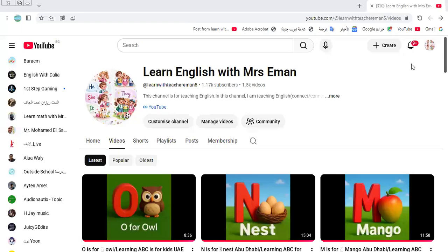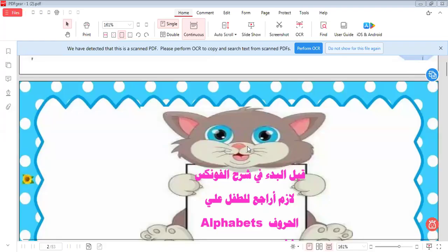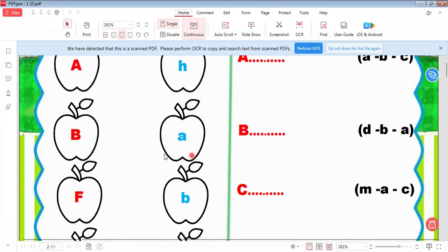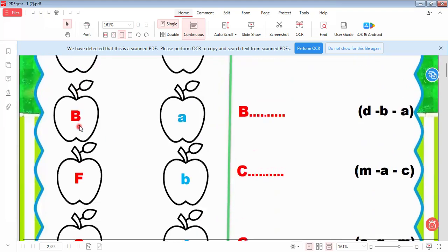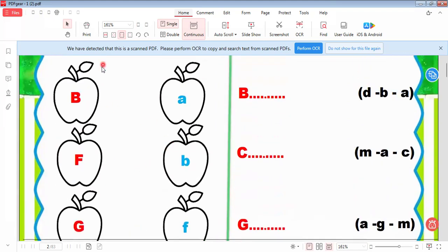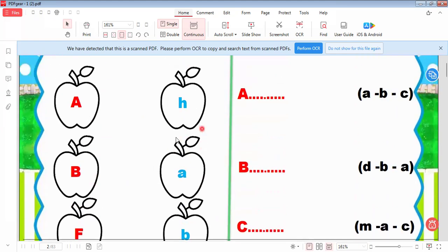Today, we will have a review on letters. Let's learn together some exercises related to our letter today. Here is capital A, capital B, capital F, capital G, and capital H. Here are the capital letters, and here are the small letters. I would like you to solve with me or to answer with me where is the small letter of this letter.